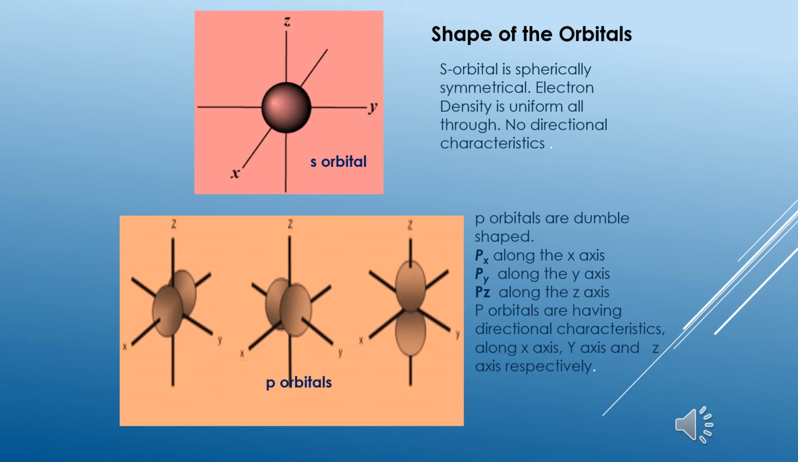The s orbital is spherical, having uniform density all through, so it has no directional characteristics. The p orbitals have directional characteristics because the px, py and pz orbitals lie along the x-axis, y-axis and z-axis respectively.